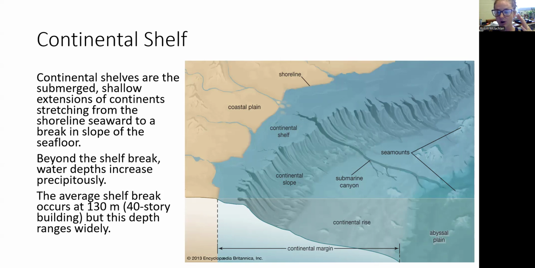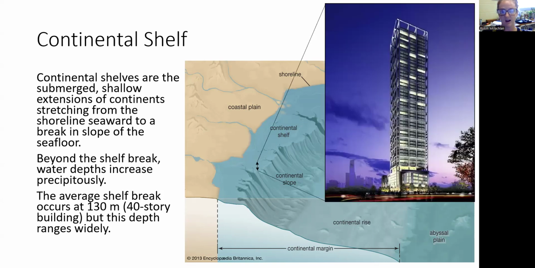And the average shelf break, the end of that shelf, occurs about 130 meters deep. This is about the height of a 40-story building, right? So like a really big skyscraper. That's going to be about the depth of your continental shelf. That means that this is where we have a lot of our recreation, a lot of our fisheries, right? It's deep, but not ridiculously deep, right? You could fathom somebody like a scuba diver going down to the bottom or something like that.